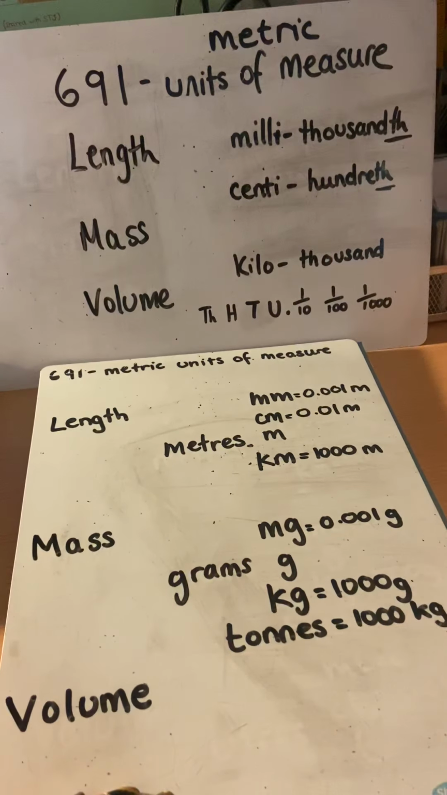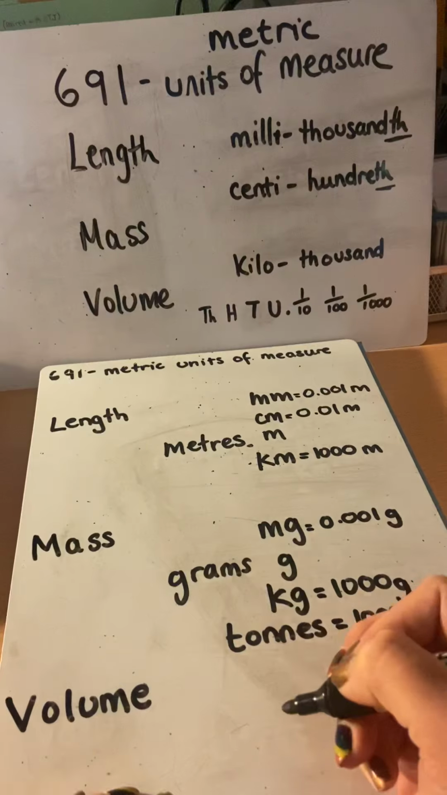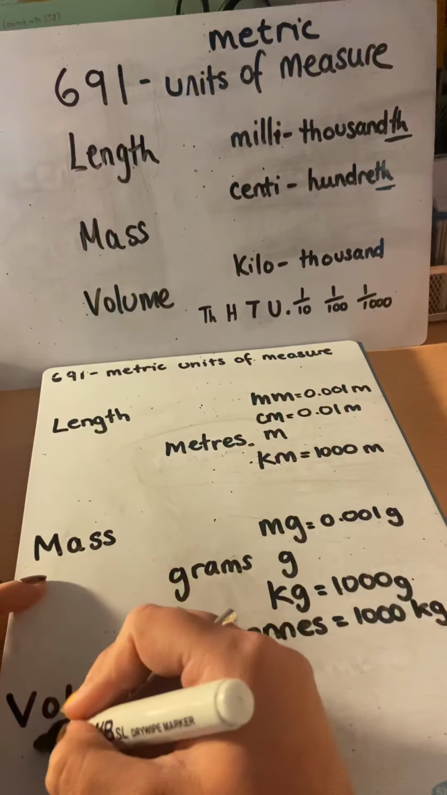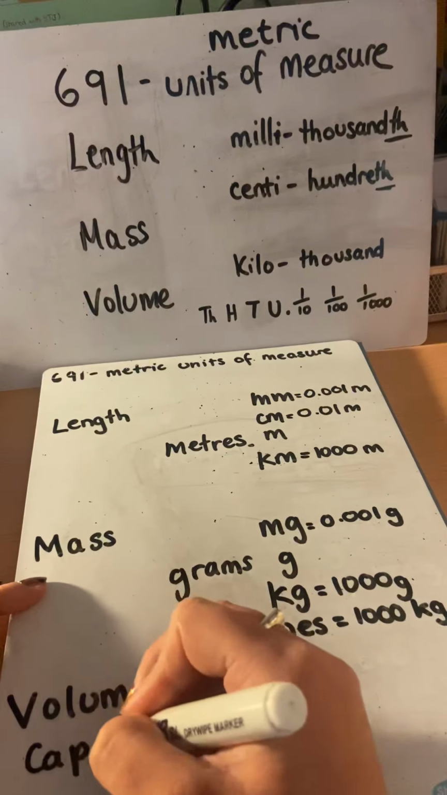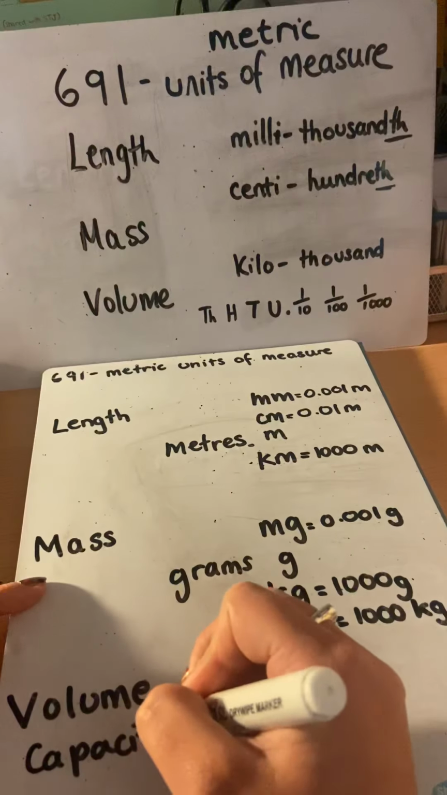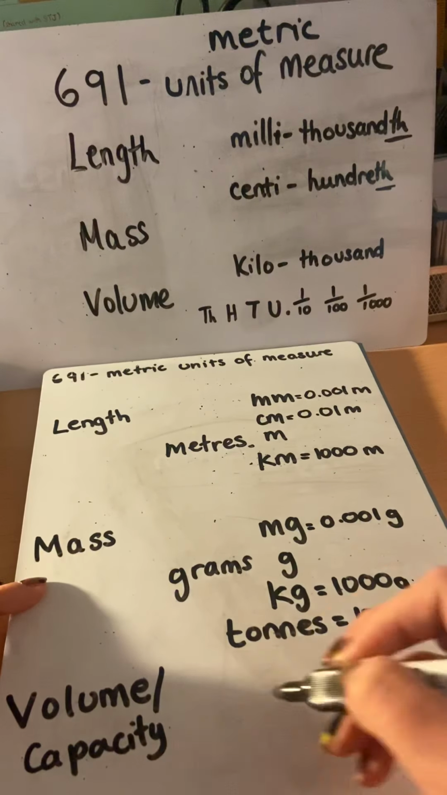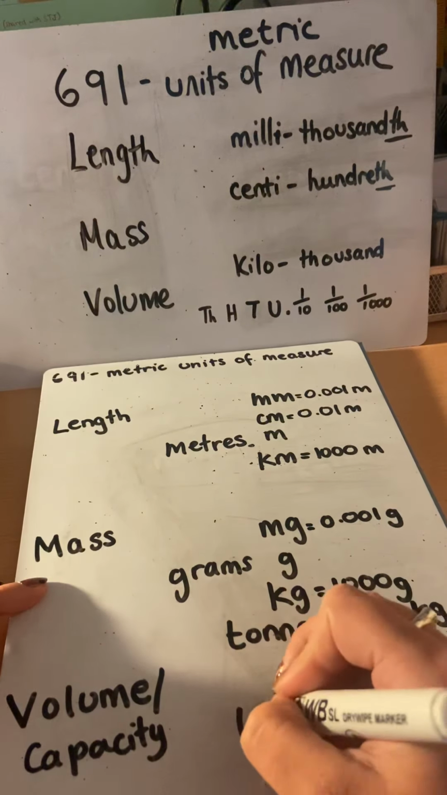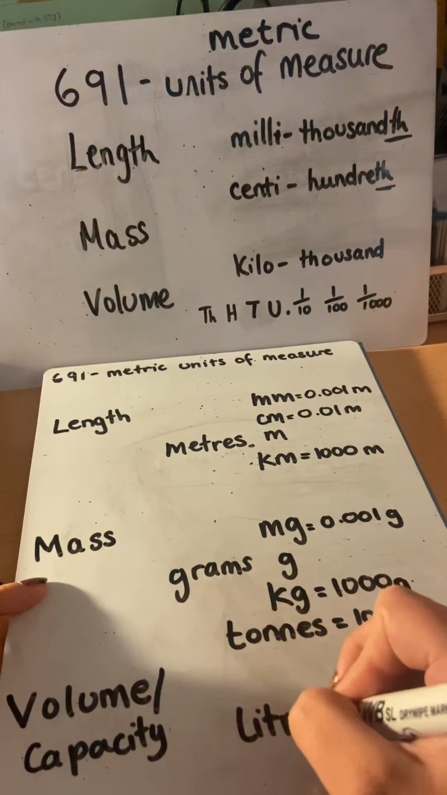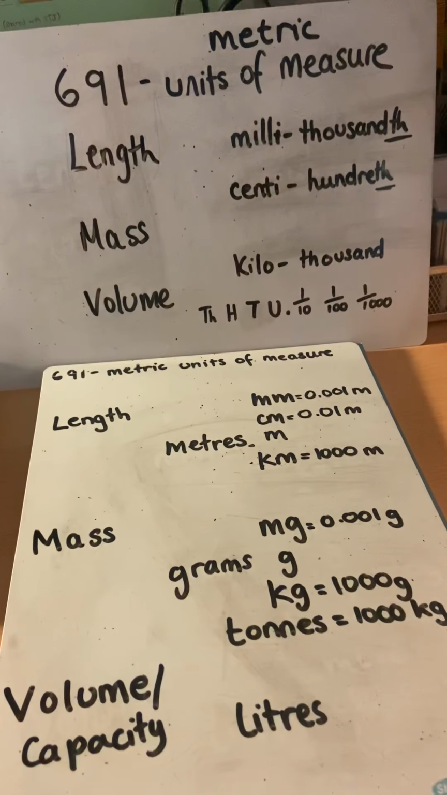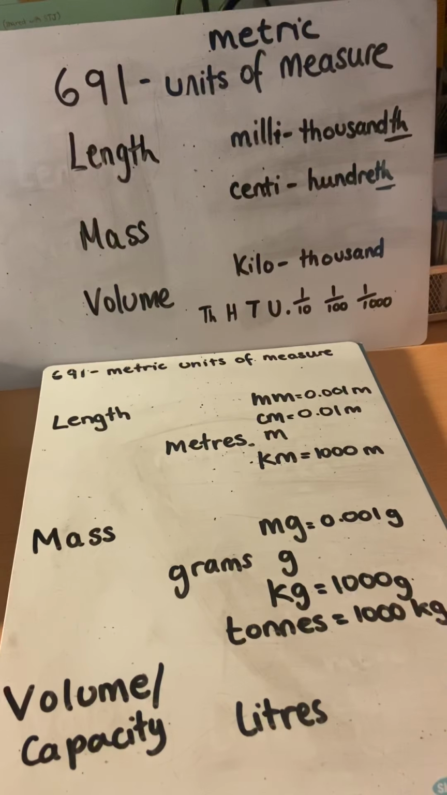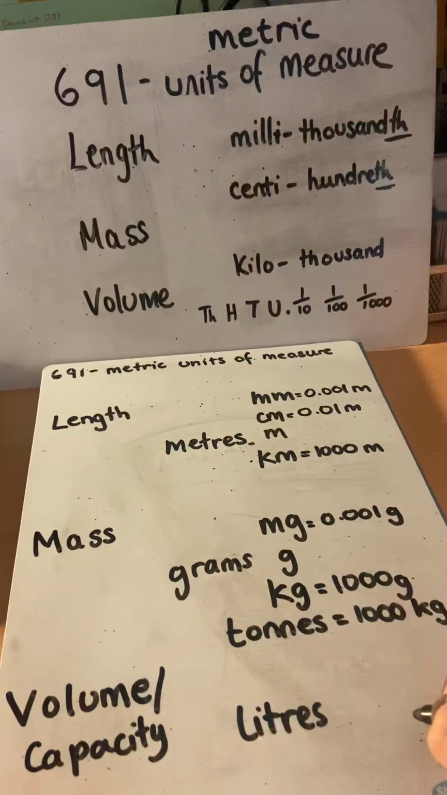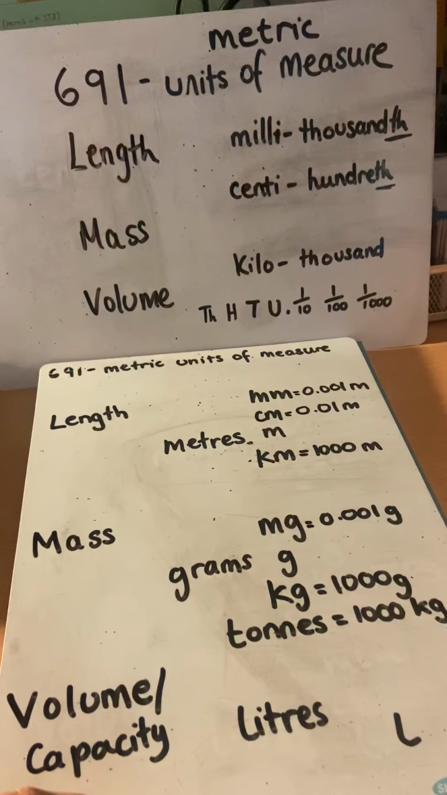Finally, we have volume. How much space inside something there is. We sometimes also call it capacity. And we measure that in litres. So when you buy a drink, you might get a litre of water, for example. Litres we write with an L.